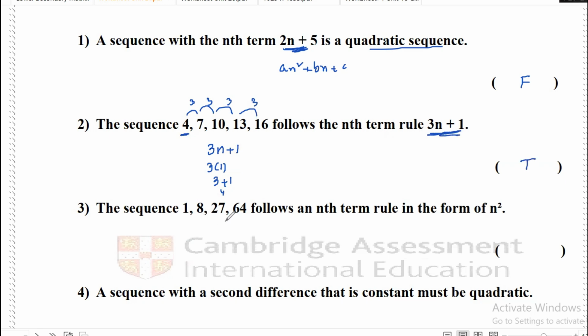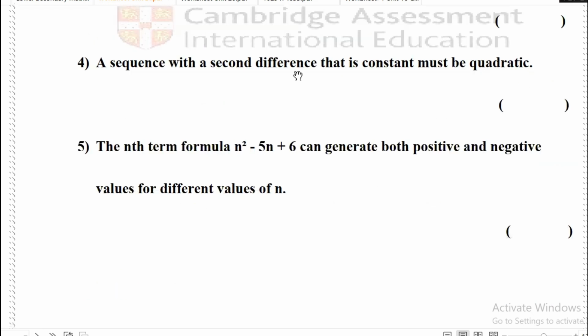Next one, the sequence 1, 8. These are basically cube numbers. So a cube number sequence is called a cubic sequence, not a quadratic sequence. These all are cube numbers. Follow an nth term rule of the form n square. N square means quadratic, the nth term of a quadratic sequence. But these are cube numbers. So the nth term of cube numbers is n power 3. So this is false. A sequence with a second difference that is constant must be quadratic. Yes, this is true.